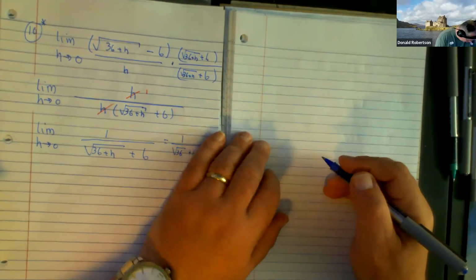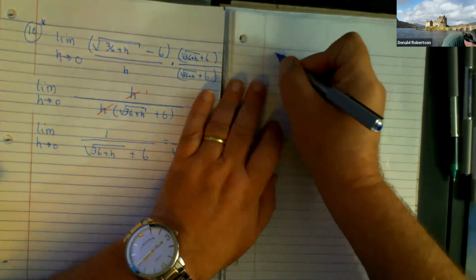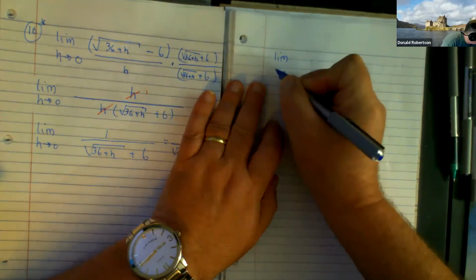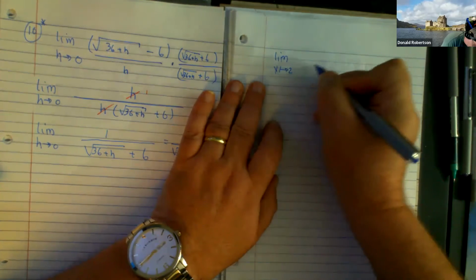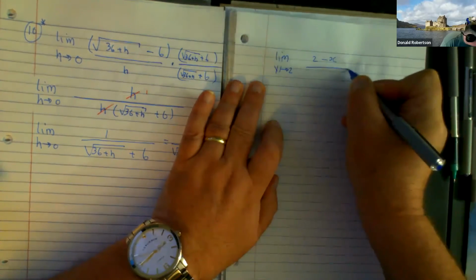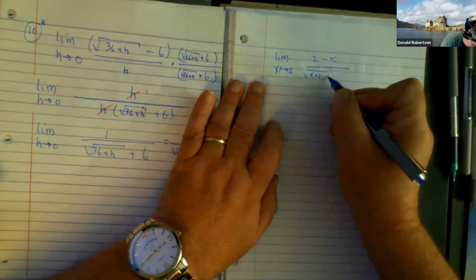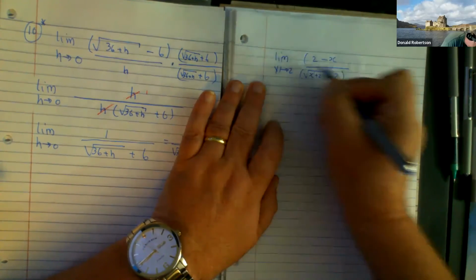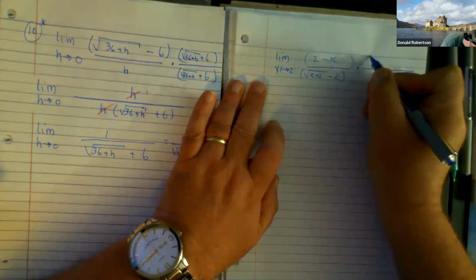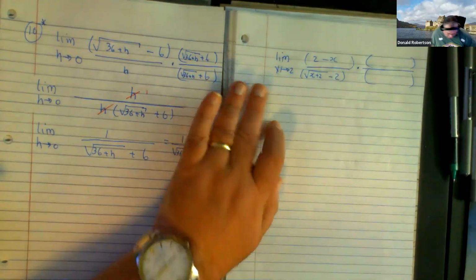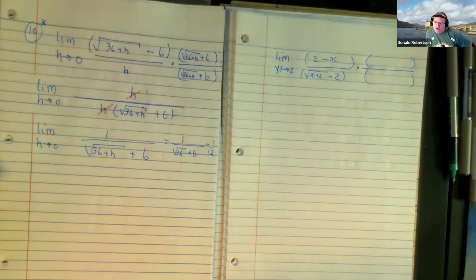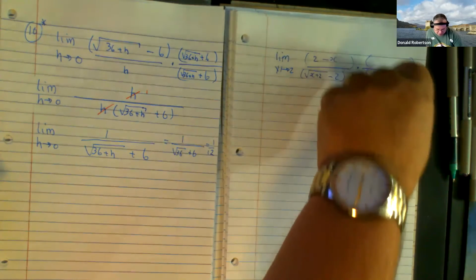Okay. So, oh yeah, this one. Well, I have a couple like this, but this one I think I'll start off with. The limit as x tends to 2 of 2 take away x, nothing too weird happening here, over square root of x add 2, take away 2. Okay, let's throw it on to you lot. What is my conjugate going to be? What will I write here and here?